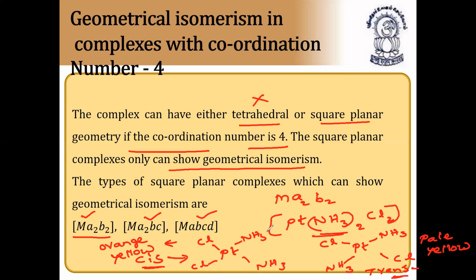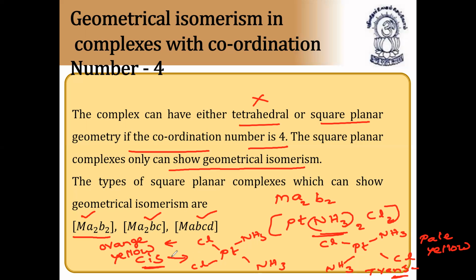Can you guess the name of this compound? This is amine, this is chlorine. So it is diamine dichloroplatinum(II). The platinum oxidation state is 2. Diamine dichloroplatinum(II) will exhibit geometrical isomerism.